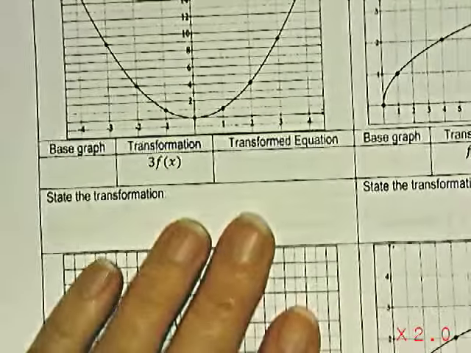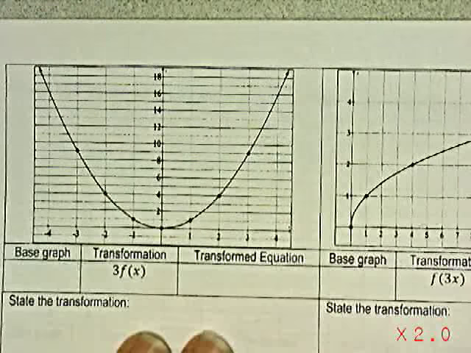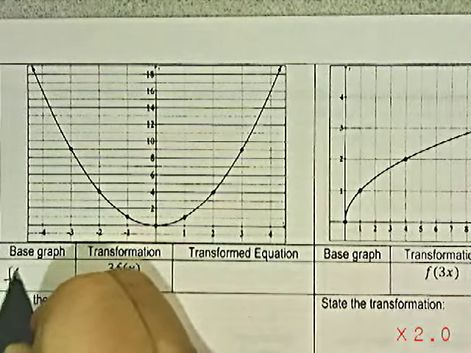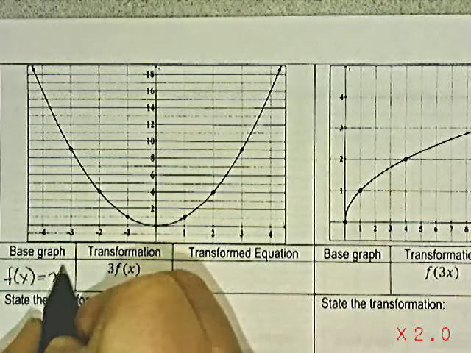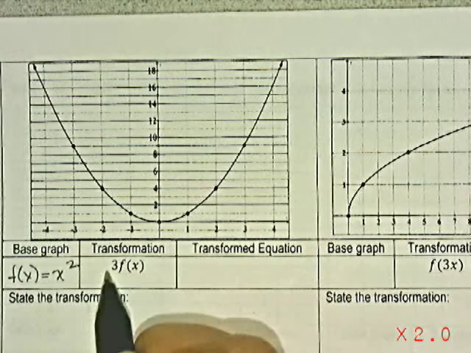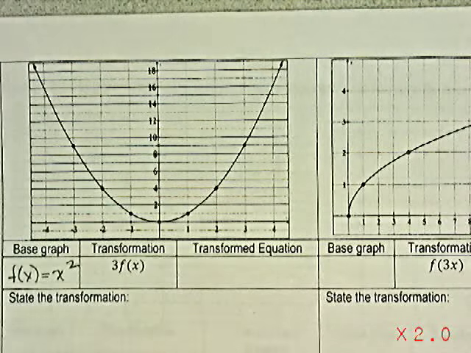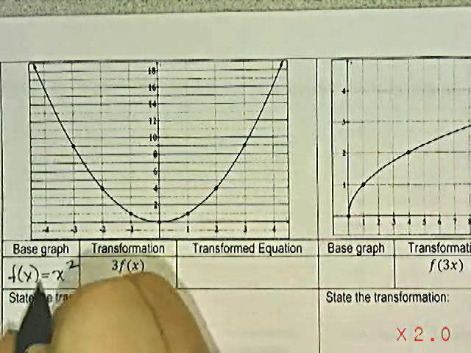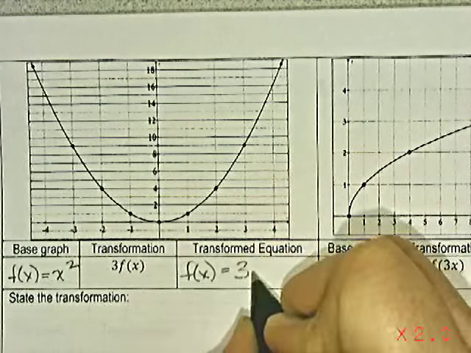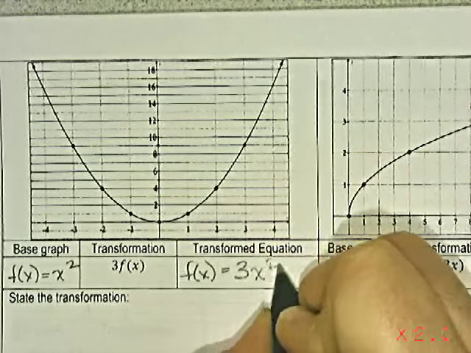Now last day I had asked you to see whether you could be successful with some of these graphs, so let's take a peek at these. Here I have my parabola, so my base graph, my parent function is my quadratic x squared. If I'm asked to put a 3 in front of my function as a multiplication factor, and I've chosen the quadratic, then my transformed function would be 3 times my x squared.